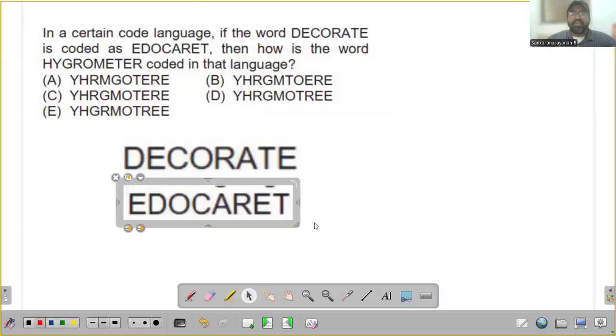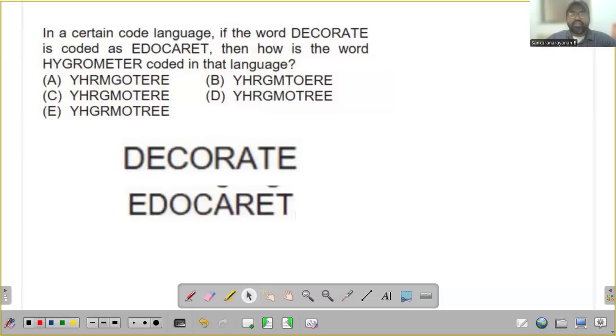See, please observe here. The first two letters are D and E. It is just swapped. Okay. D and E, it is written as ED. In the same way, you have CO. You swap it, you can see that it will become OC.